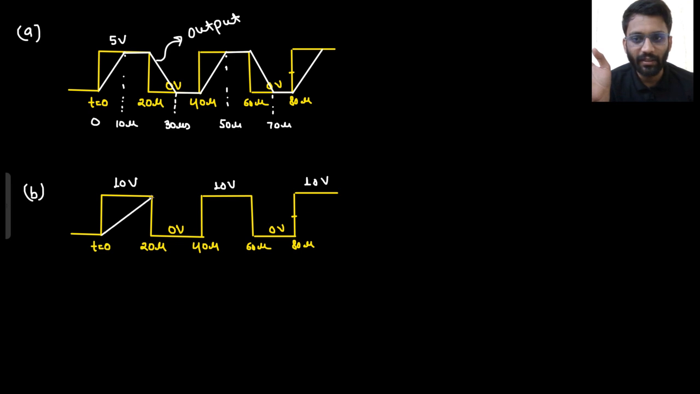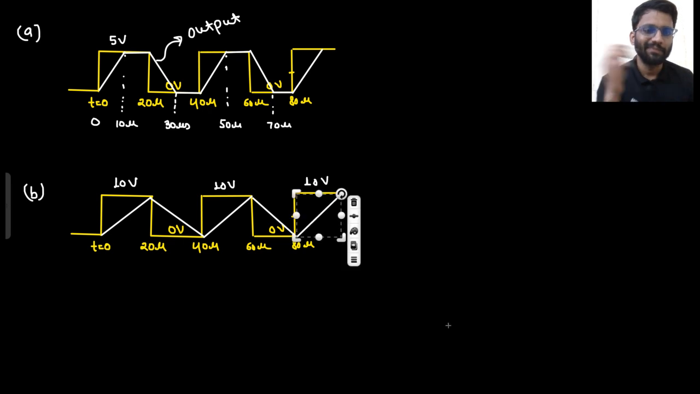So here I reached 10 volt. Just as it reached 10 volt, the input will say that I am going to 0 volt. So the output will also say that I am going to 0 volt, but it will take me 20 microsecond. Just as it has reached here, the input will say that now I am going to 10 volt. The output will say I will also go to 10 volt, but it will take me 20 microsecond. Again it will take me 20 microsecond.